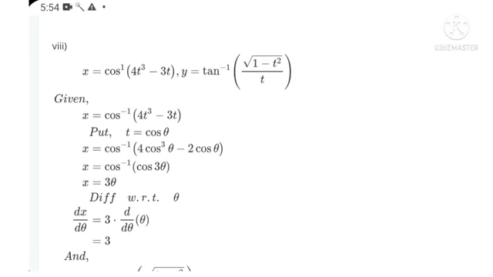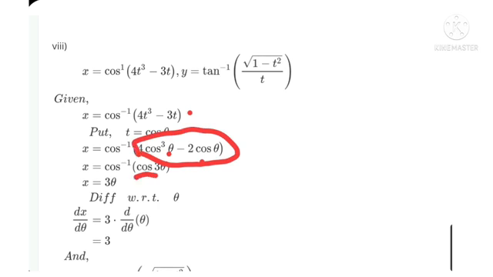Next one is the same. x is equal to cos inverse 4t cube minus 3t and y is equal to tan inverse root 1 minus t square upon t. Here also you take substitution. First write x is equal to cos inverse 4t cube minus 3t. Put t is equal to cos theta. We get x is equal to cos inverse 4 cos cube theta minus 3 cos theta. And this is the formula for cos 3 theta. So x is equal to cos inverse cos 3 theta. Cos inverse gets cancelled: x is equal to 3 theta.